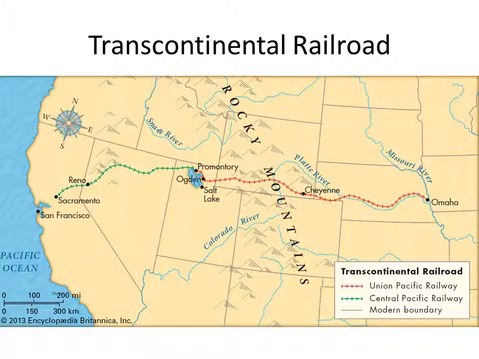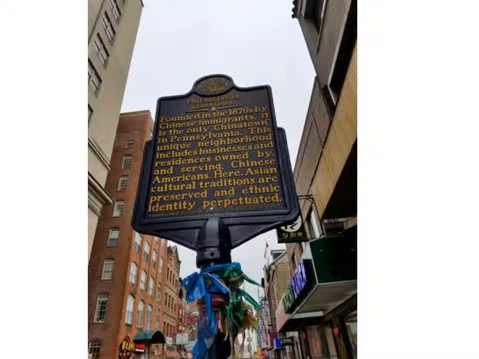Many of the people who worked on the Transcontinental Railroad were immigrants, especially Chinese immigrants. After this railroad was completed, many of these immigrants settled in cities like New York, Philadelphia, and San Francisco. Here is a historic marker on Race Street between 9th and 10th Street, which shows the founding of Chinatown in Philadelphia.